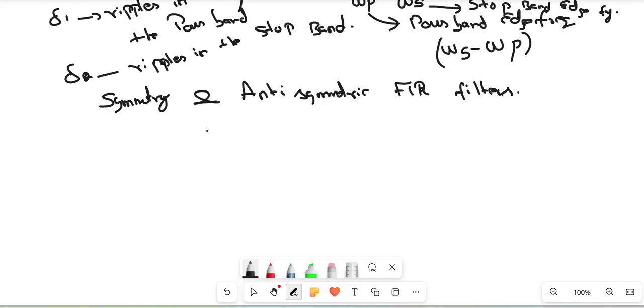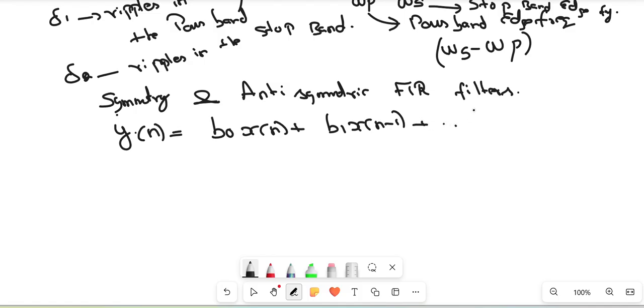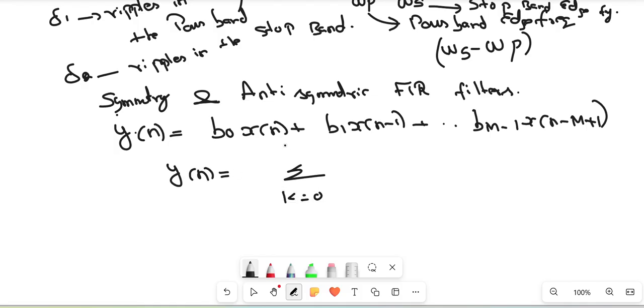Okay, what is the equation? The difference equation for any FIR filter with finite sequence length M, with input x of n and output y of n, can be described by the difference equation y of n equal to b naught x of n plus b 1 x of n minus 1 plus ... b M minus 1 x of n minus M plus 1. So, we can write y of n equal to the summation of k equal to 0 to M minus 1 of b k into x of n minus k.